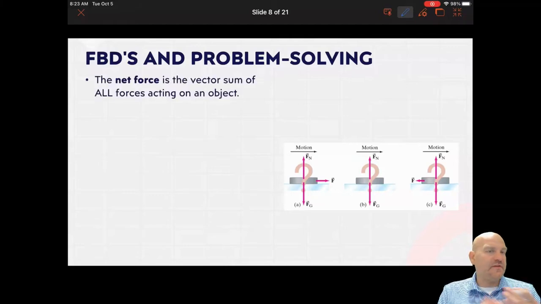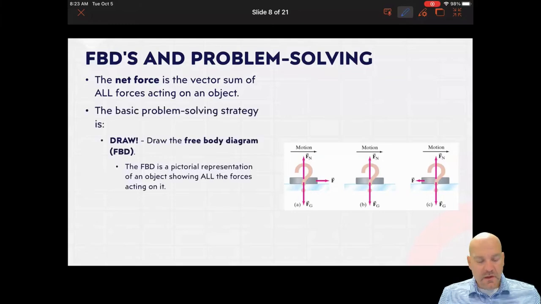What the free body diagram really does is allow us to find what is called the net force, which is, again, simply the vector sum of all the forces acting on an object. So you're going to split up the vector sum in the horizontal and vertical directions. You may end up finding a net force based on how much force is going one way versus how much is going the other, vertical versus horizontal.